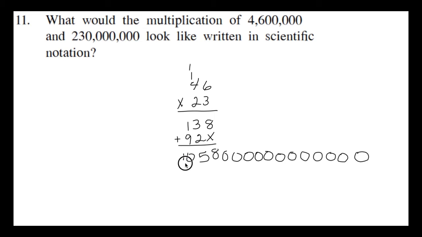So this is where I put my decimal right there. So it's going to be 1.058. This is where my decimal was, way over here. So how many places is that? Well, let's just cross them off. 1, 2, 3, 4, 5, 6, 7, 8, 9, 10, 11. Last count. 1, 2, 3, 4, 5, 6, 7, 8, 9, 10, 11, 12, 13, 14, 15. So that would be 10 to the 15th.